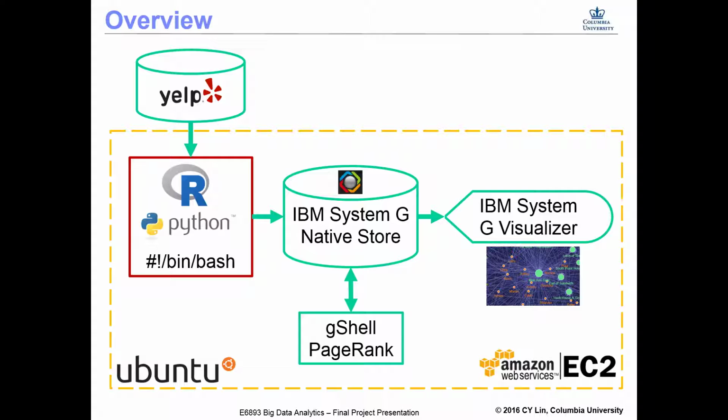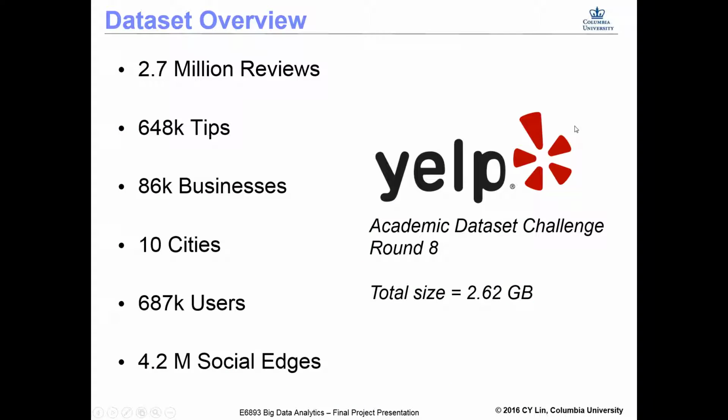And to do that, I used R, Python, and Bash to create my vertex and edge files. And once those are prepared, I loaded them into the IBM System G native graph store. Using G shell, I run the PageRank algorithm to determine the influence and popularity of each business. And then finally, I load that all into the IBM System G visualizer to get my network graph. Now all of this is hosted on Ubuntu, running on the Amazon Web Service EC2 service. So let's look at what the raw data looks like.